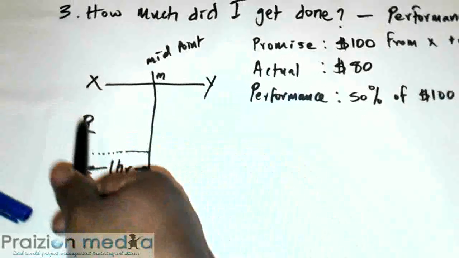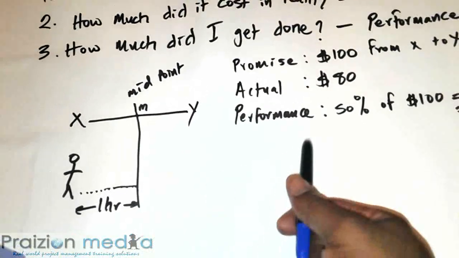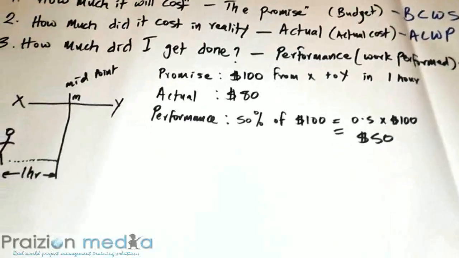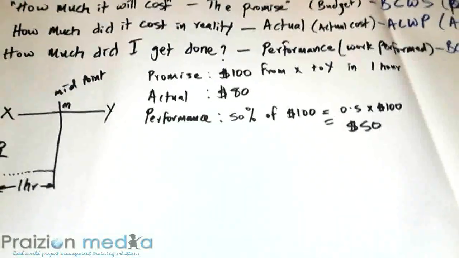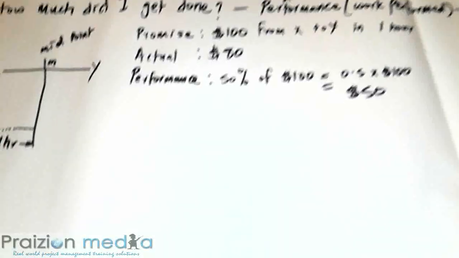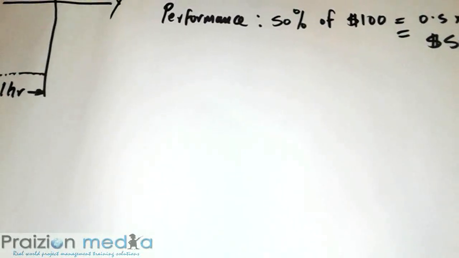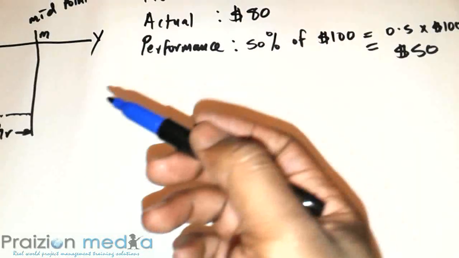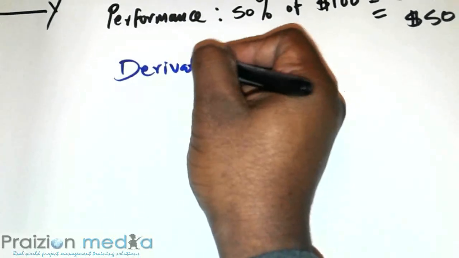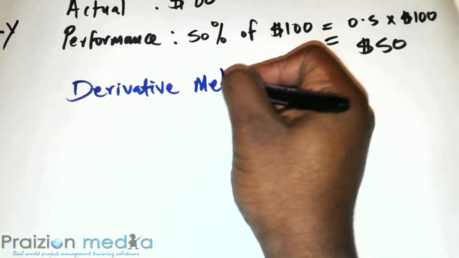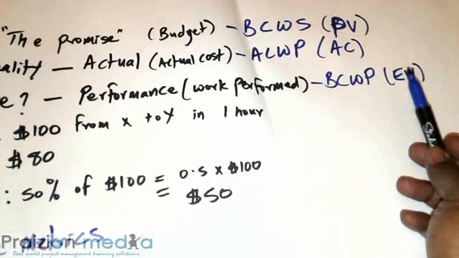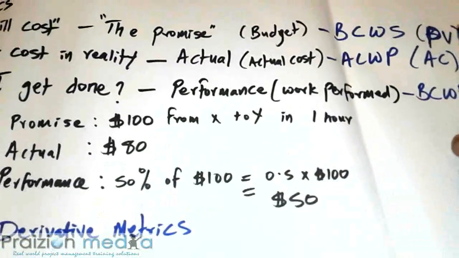So I got 50% of the work done, and I spent more than 50% of the budget. And I didn't get it done within that 1 hour time period. And this is where we go into something I call derivative metrics. So I'm going to go into the derivative metrics, and I'm going to use the blue so that you know this is for derivative. And I've talked about this in quite a few videos. The derivative metrics of earned value management, EV, AC, and PV.